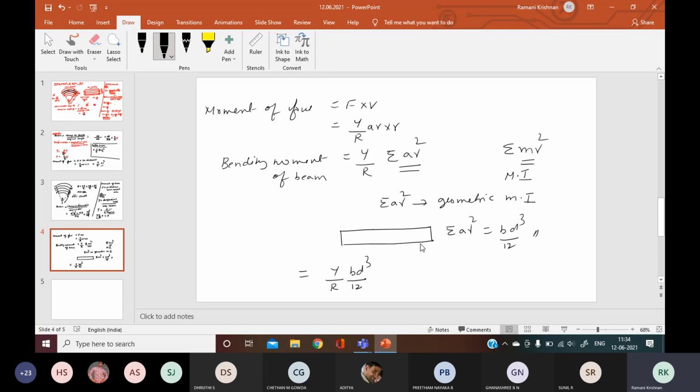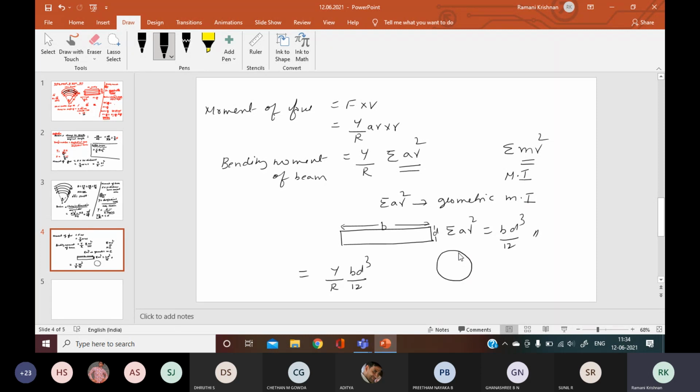Can you guess what is b for this beam? What is d for this beam? B will be the breadth, the length of this beam. D will be the thickness of the beam. And a beam can also be circular.